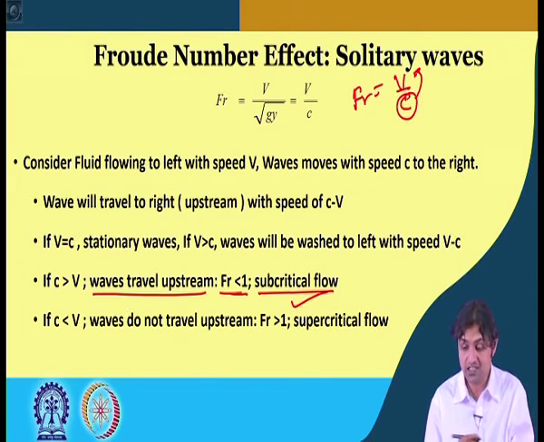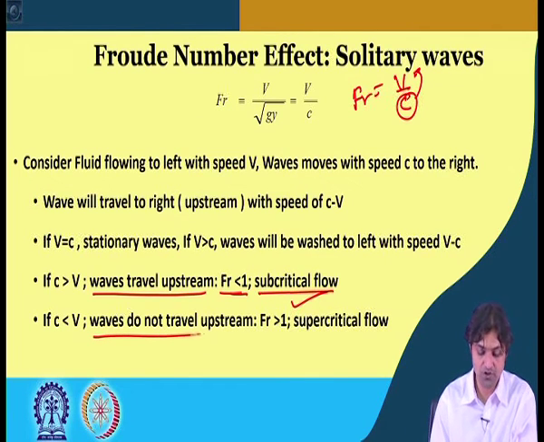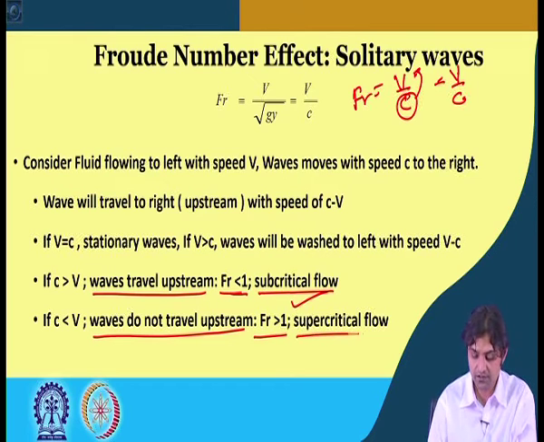If c is less than v, so that means v is greater than c, waves do not travel upstream, and because of this definition v by c, because v is greater than c, Froude number is greater than 1, and this falls into the regime of supercritical flow, alright.